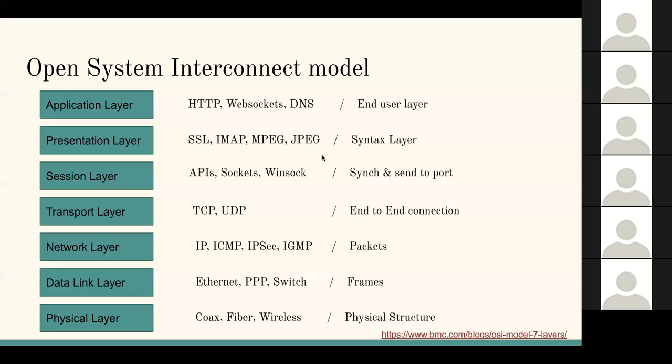UDP is important when you're doing a video conference call, where missing one or two pixels will not make too much of a difference. So that's why UDP is more important there. Plus UDP is faster because there is no reliability check.